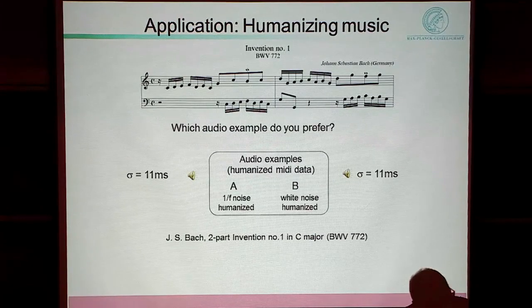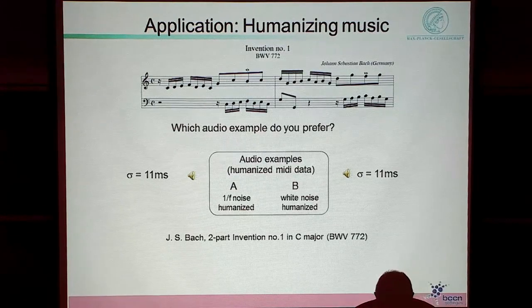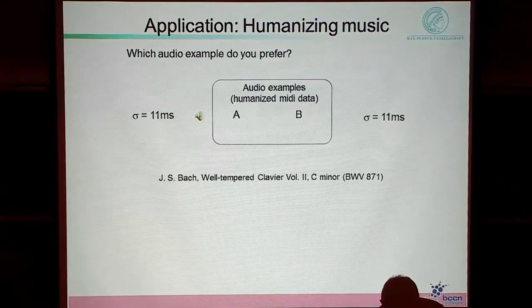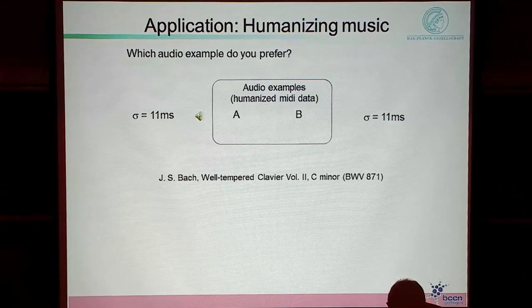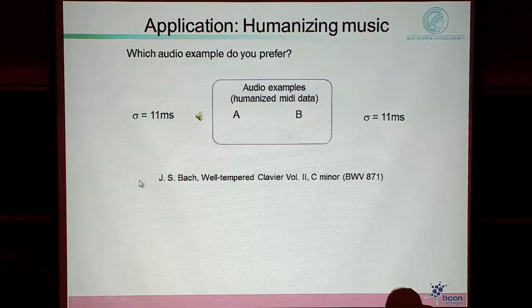Well, again. Okay, I can try another trial. The Well-Tempered Clavier.